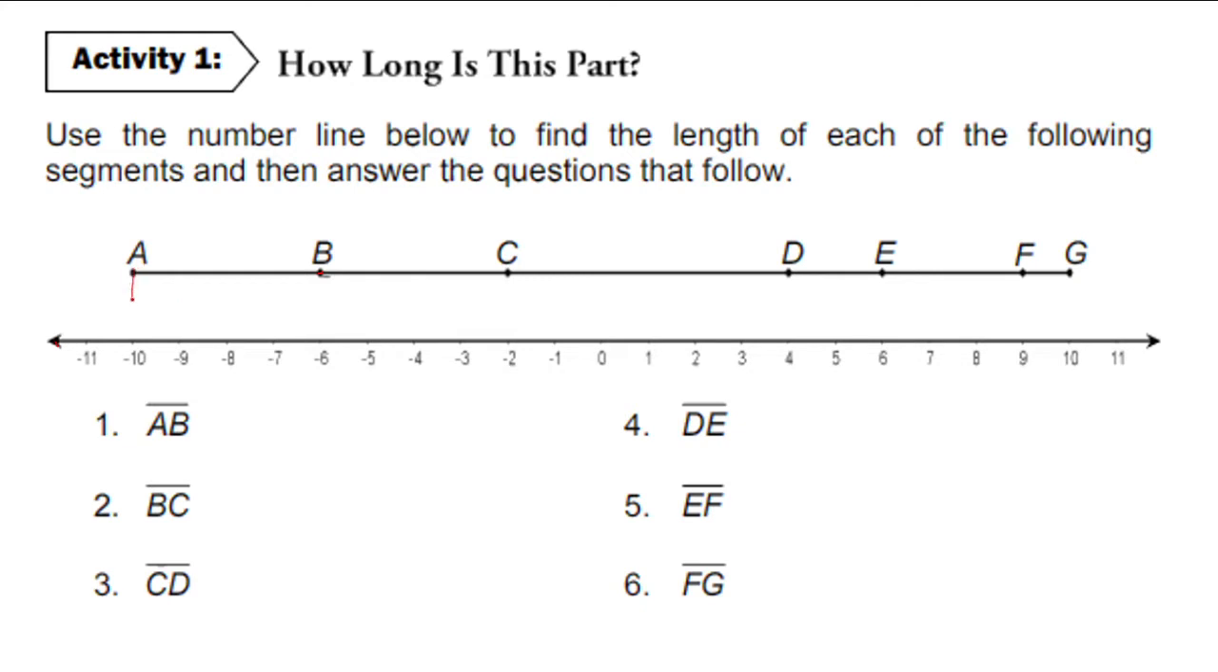As you can see, A falls on negative 10 and B falls on negative 6 of our number line. Correct? So if that's the case, how long is AB? If we count the units, we have 1, 2, 3, 4. That means AB is 4 units if we count it. Now, there's another way to get the distance from point A to point B.